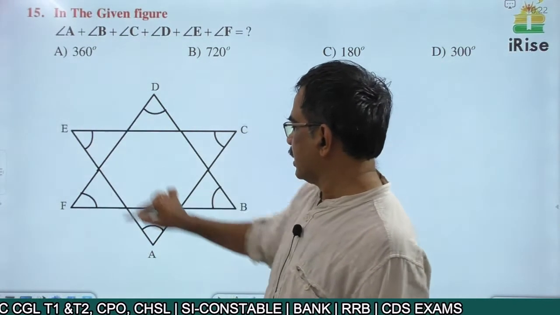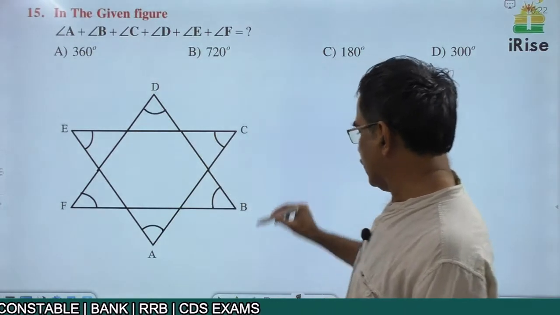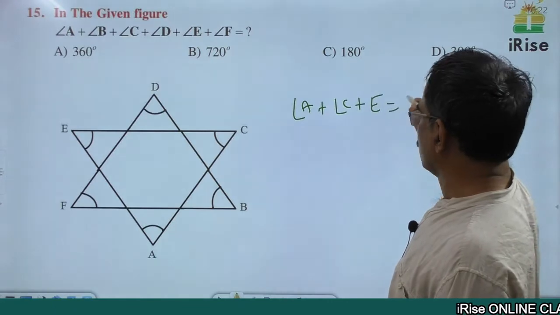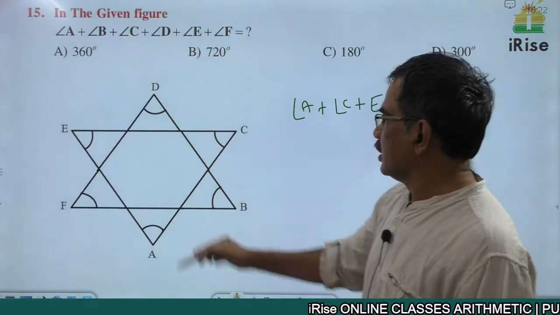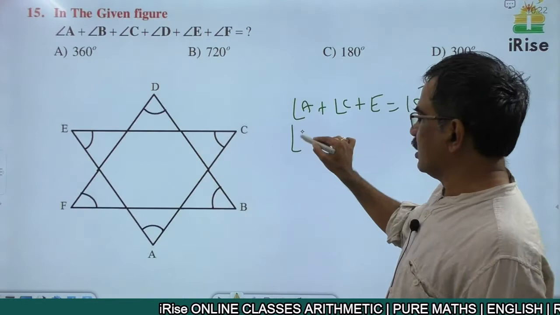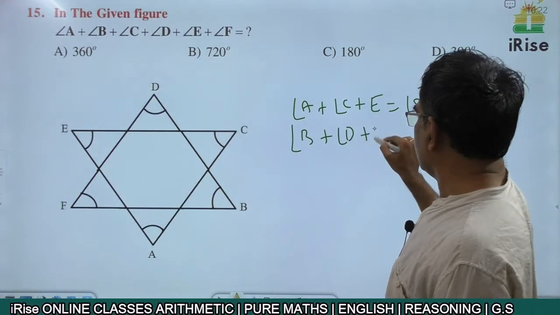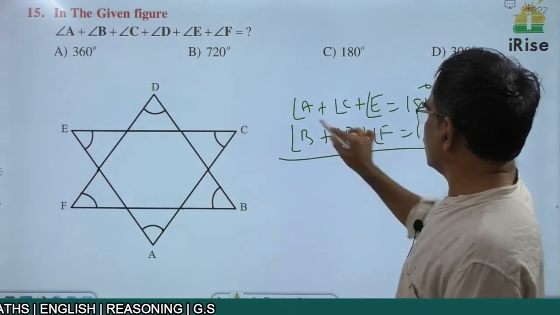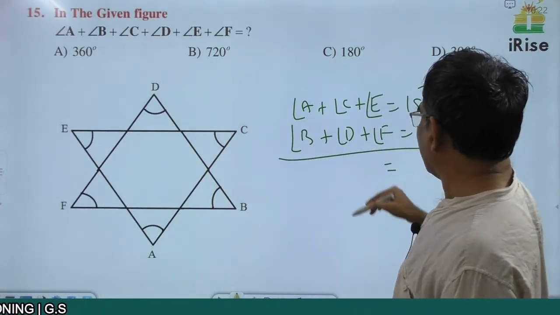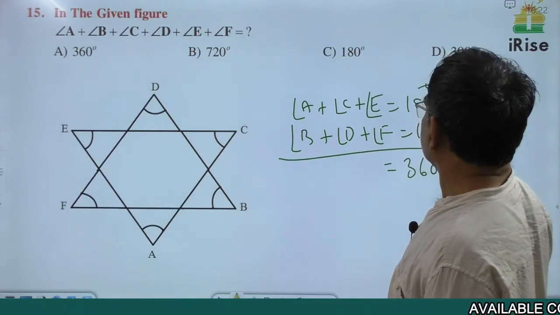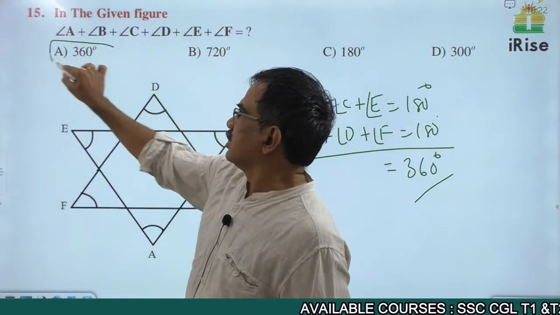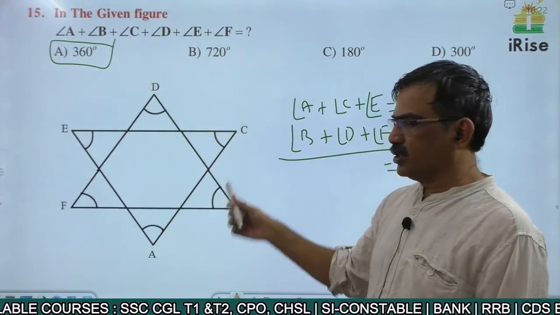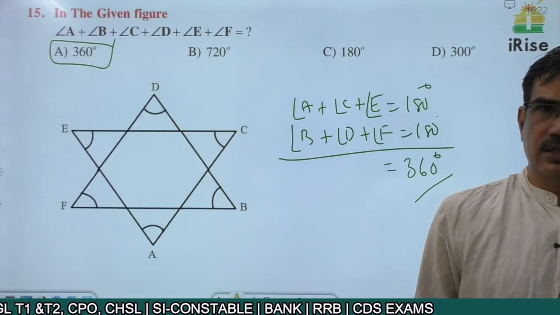Here, this is a triangle. Sum of these three angles is equal to 180. That is, angle A plus angle C plus angle E is equal to 180 degrees. And this is also a triangle. Angle B plus angle D plus angle F is also equal to 180 degrees. So, if you add A plus B plus C plus D plus E plus F, the answer is 360 degrees. Sum of all these angles is equal to 360 degrees. Next question.